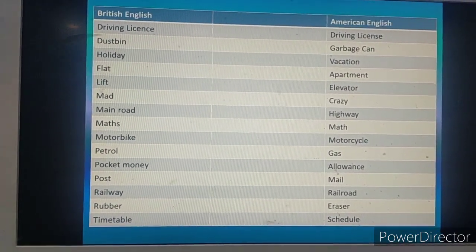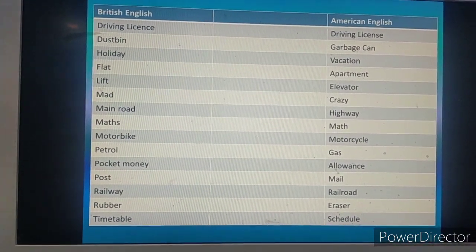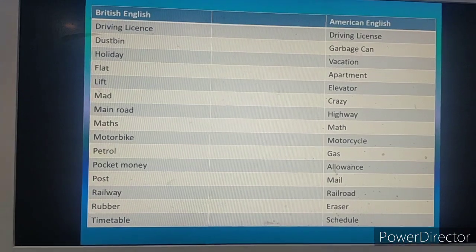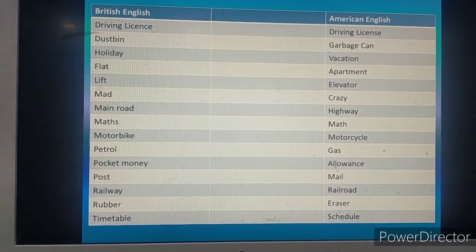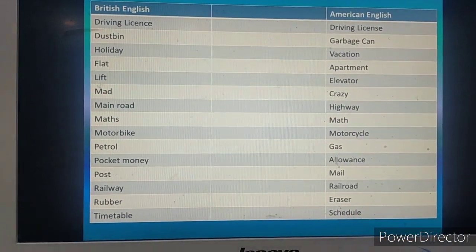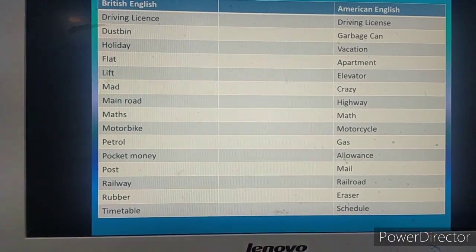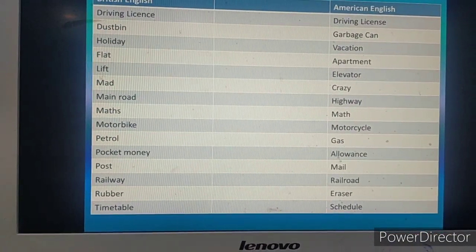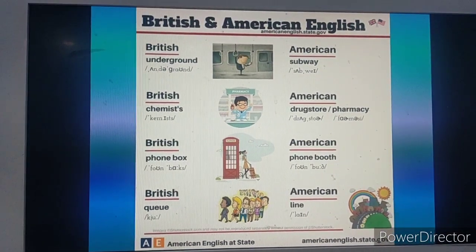The word maths, Americans would say math without the S. Motorbike is motorcycle. Petrol is gas. Pocket money is allowance. Oh, that's different, right? Allowance. Post is mail. Railway is railroad. Rubber is eraser. Timetable is schedule. Let's deal with some others that are available on the internet.